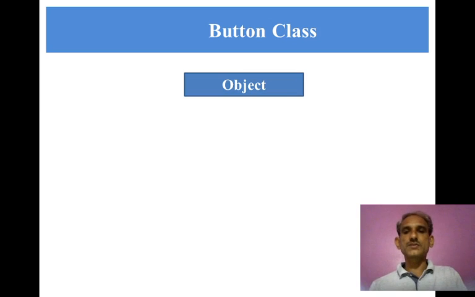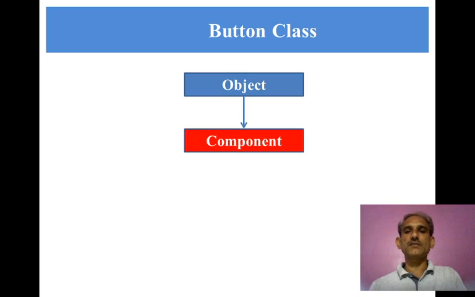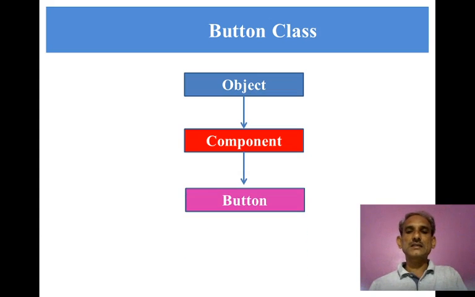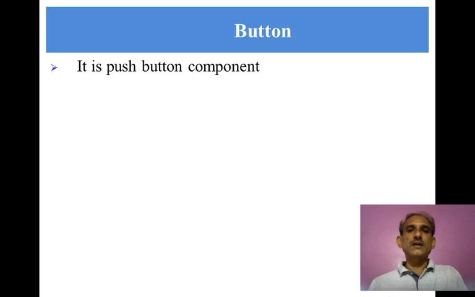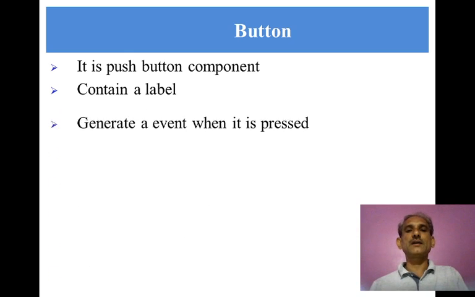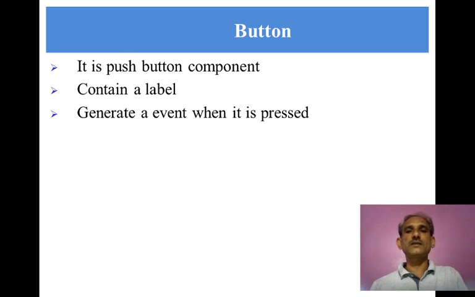Button is a subclass of Object. From Object there is an intermediate class, Component, and from the Component class the Button class is created. At the top is the superclass Object, and at the bottom, Button is a subclass of the Component class. The Button is a push button component. It contains a label and has an event. When we press a button, something will happen.